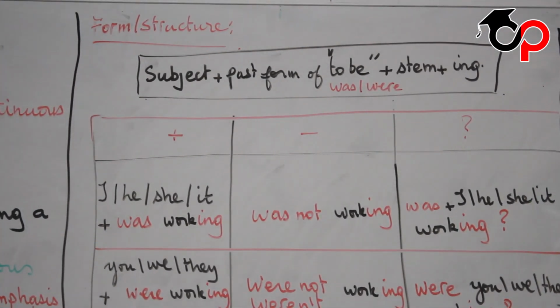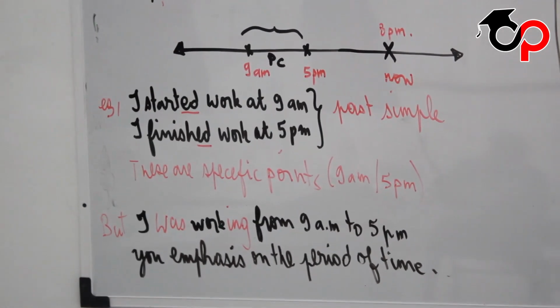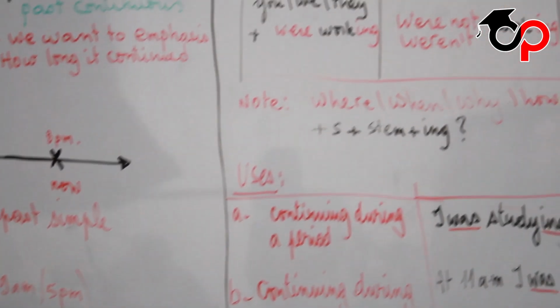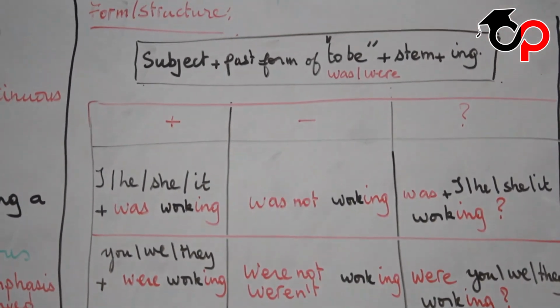These are specific, this is a continuous action in the past. I was working from 9 to 5. I was watching TV. Okay? Now let's see the form or the structure of the past continuous.